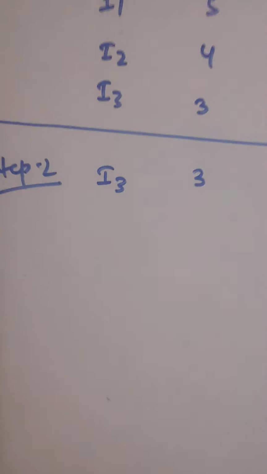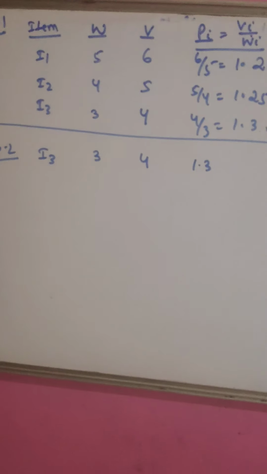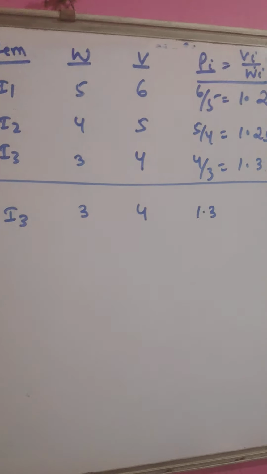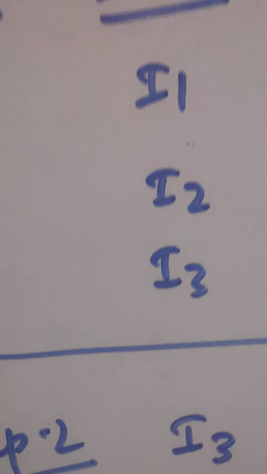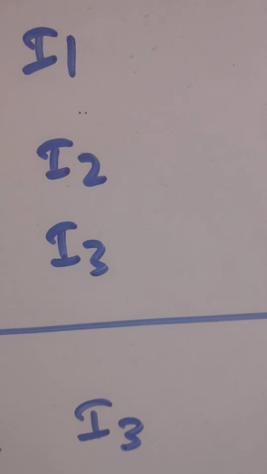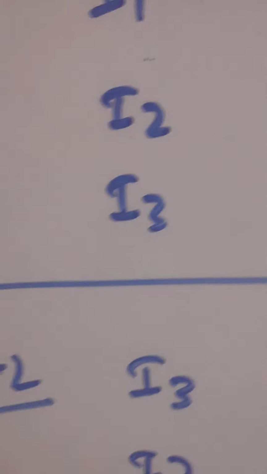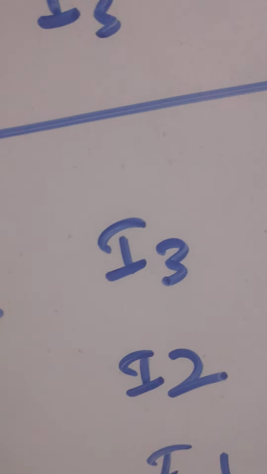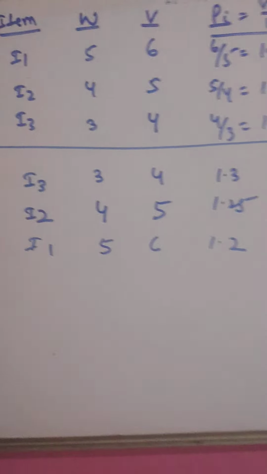Look at here, after step 1 what I have done. I am arranging the items in the decreasing order of their PI. The item whose profit is maximum will be written first. Next item is I2. Item 2, weight is 4, value is 5, it is 1.25, and last one is I1, it is 5, 6, 1.2. This is step 2.